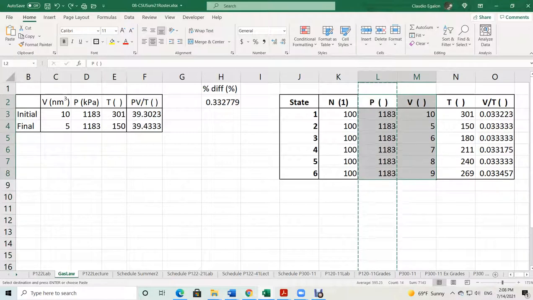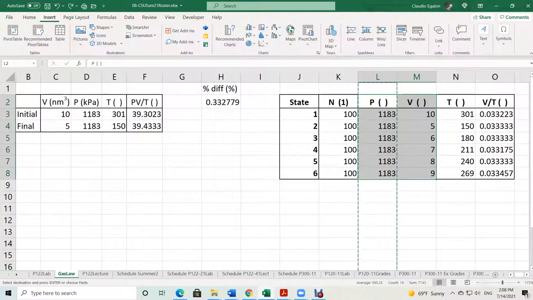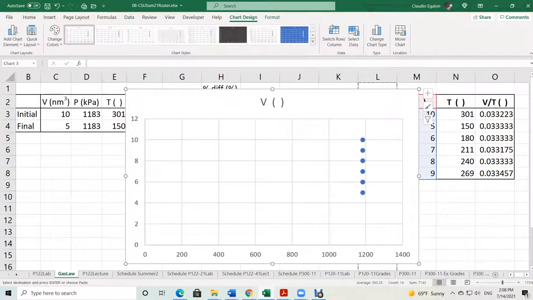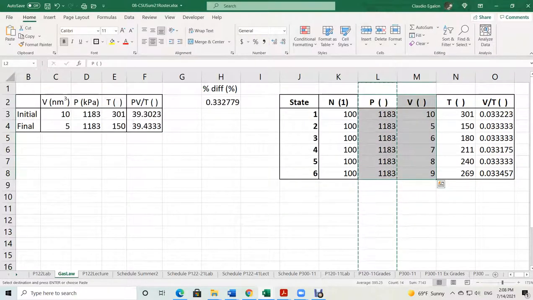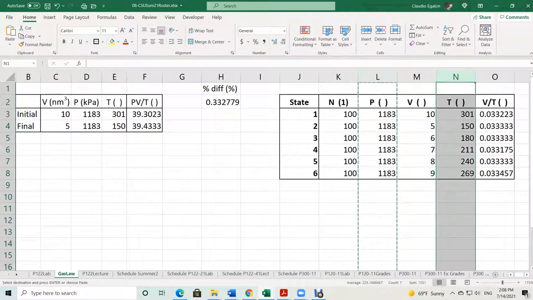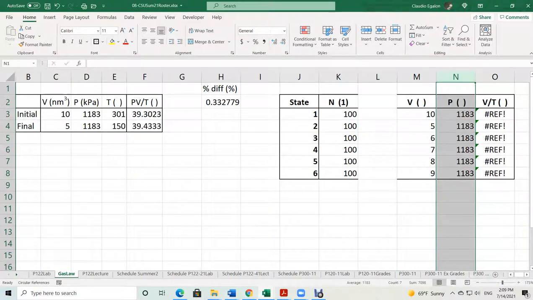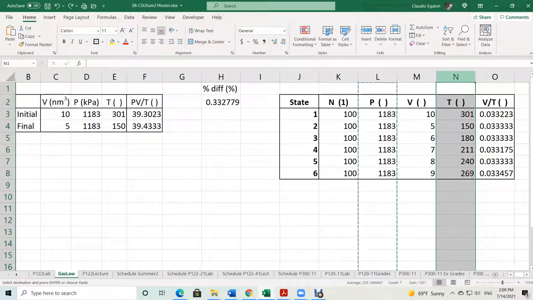If you plot something like that without changing anything, look what you're going to get. Excel automatically presumes that the volume is going to go in the vertical. But that's not what the handout is asking. The handout is asking the volume in the vertical. So what are you going to do? You're going to cut this column for the pressure. Cut it. Control X. Click this column here to the right of the volume, and then you're going to paste it.